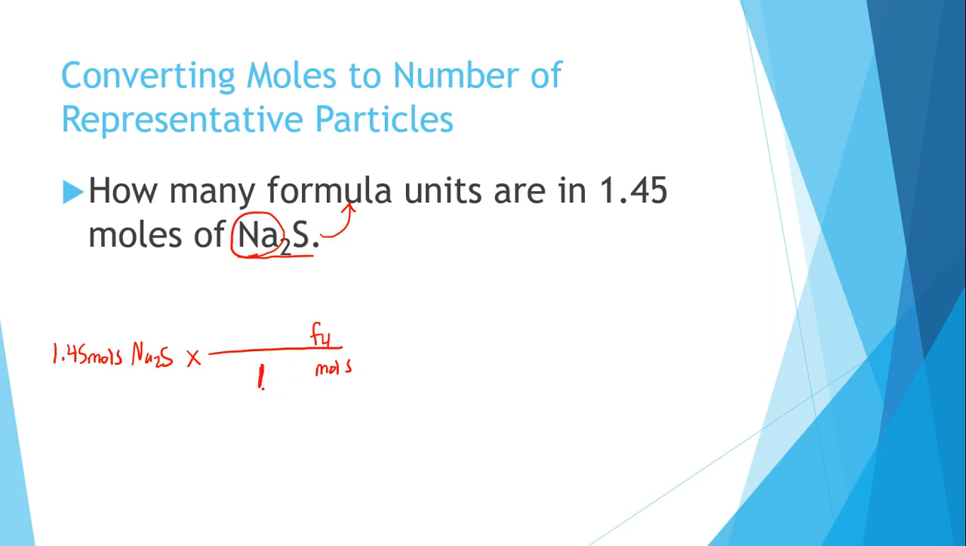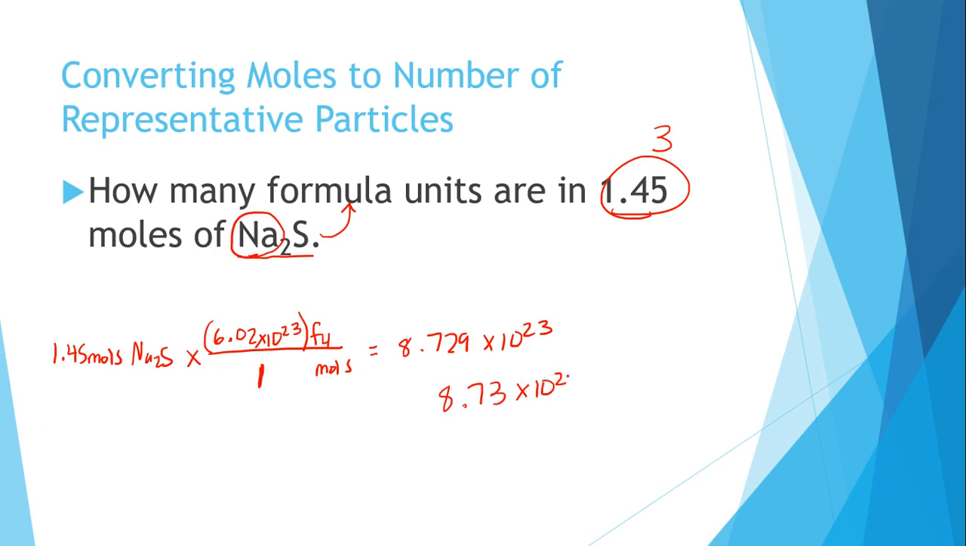Here, remember, moles is what we need to cancel, and it's got to go diagonal. We're trying to get to formula units, and yes, you can still abbreviate them FU. And then we have to fill in our numbers. The number 1 will always go with mole, and then here my formula unit will be my 6.02 times 10 to the 23rd. Notice my number's on top now, so I'm going to be multiplying. Don't forget to put your scientific notation in parentheses. When you solve for this, you get 8.729 times 10 to the 23rd. But I can only have 3 sig figs here, so you get 8.73 times 10 to the 23rd. Your unit would be formula units of what? Of sodium sulfide.